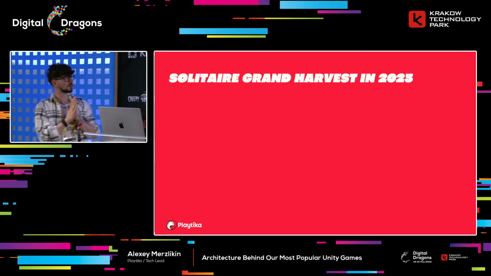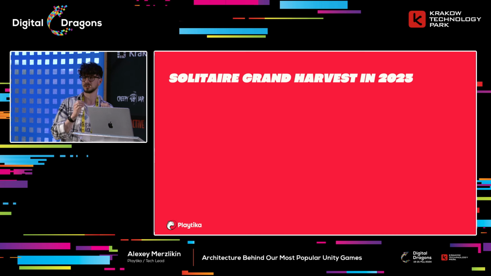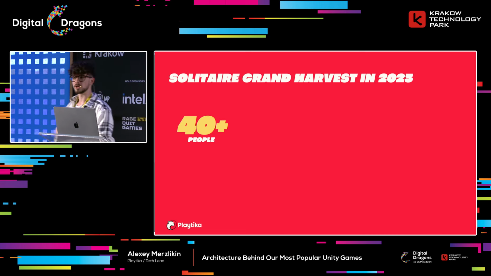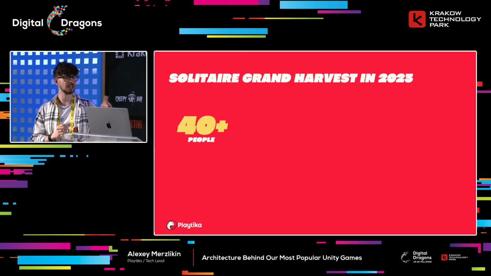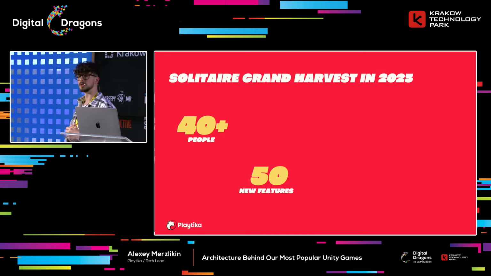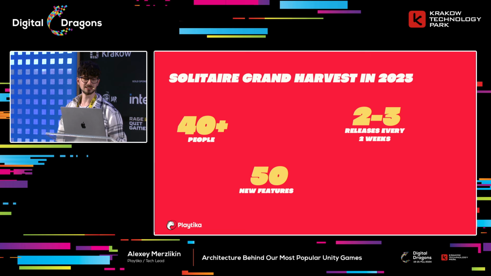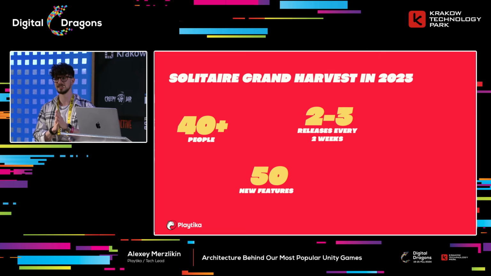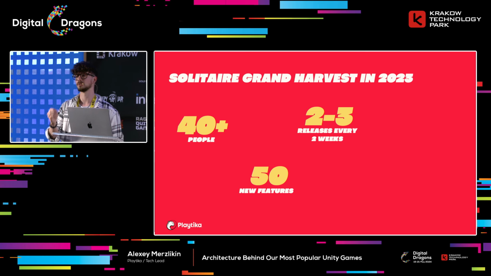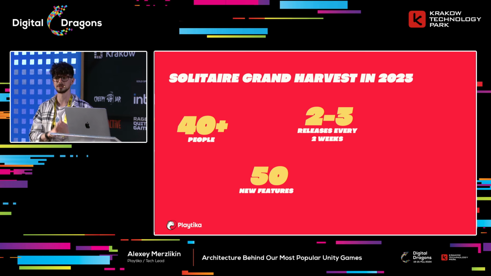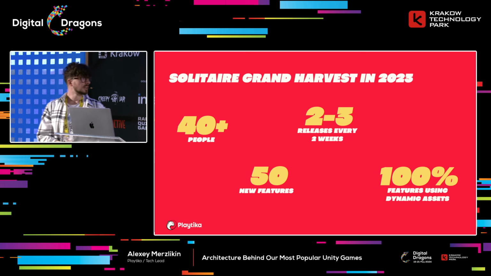And here are the metrics of our game in 2023 to show you the high pace of development. More than 40 people push changes to the client repo every day. We added more than 50 features in the last year, and we have been able to release a new update every 2 weeks for many years. Between every release cycle, we have from 1 to 3 technical releases to test new functionality on a smaller audience. And 100% of features utilize dynamic assets, so they can be reskinned for every event easily. And talking about events, we have an incredible live ops providing new events to our players daily.